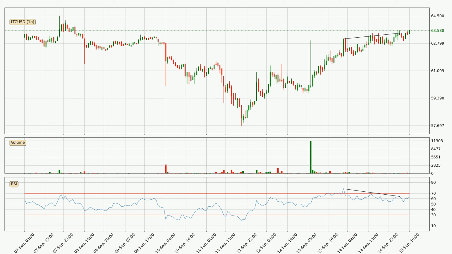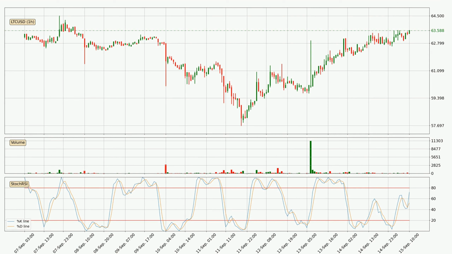Now looking for divergence in the hourly time frame, there is a bearish divergence, which means the price could go down from now or at least consolidate for some time. Looking at the hourly stochastic RSI, the stochastic RSI currently shows no overbought or oversold conditions, but the %K line is over the %D line, which means the current trend is to the upside.